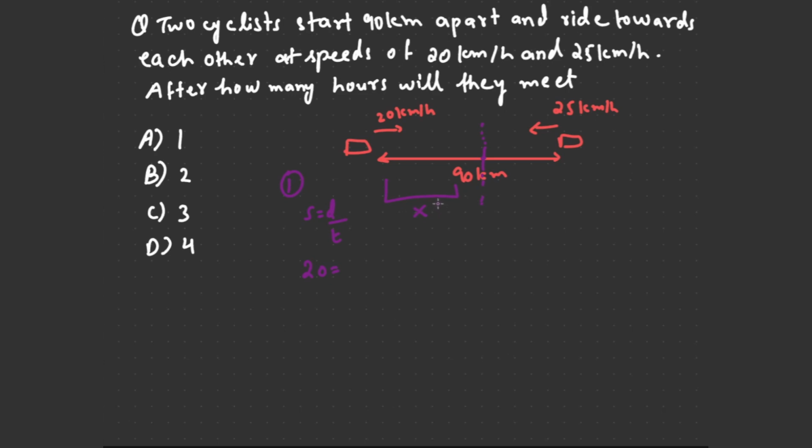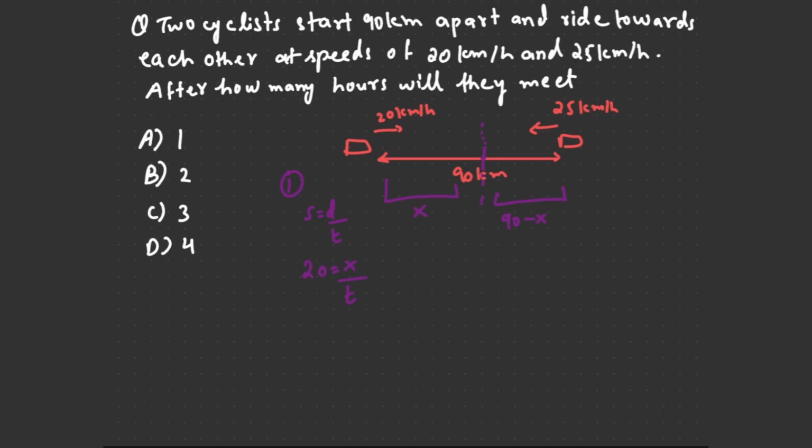So if this is x, this distance would be 90 minus x, right? So this is 90 minus x. So for the cyclist number one, the distance is x and we don't know the time. Let's call this time t.